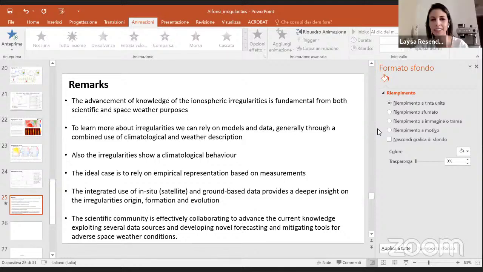Okay, thank you. And another student asked: how long do the counter-electrojet conditions last, and what are the causes?